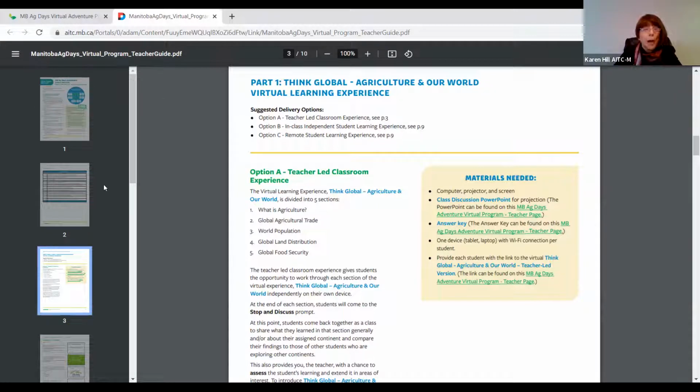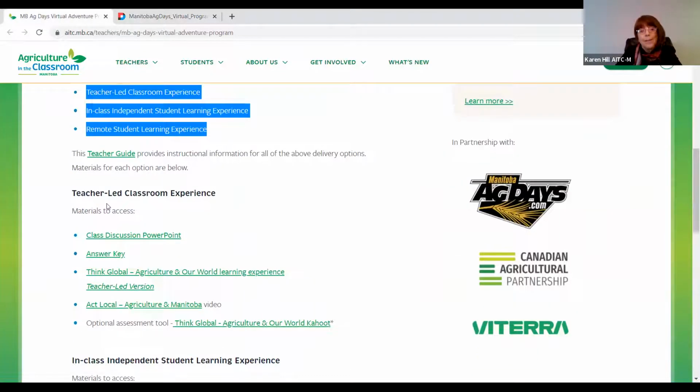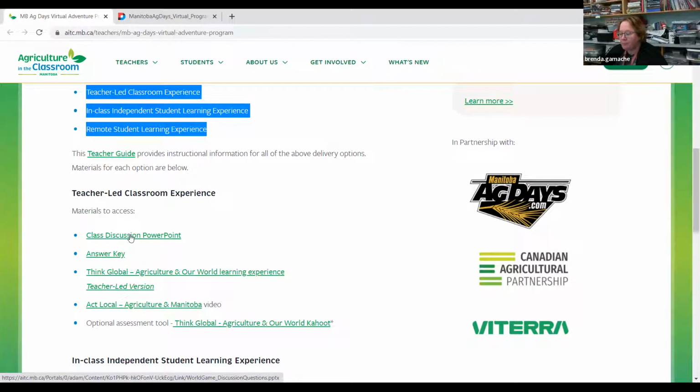Now I'm just going to click back to our teacher page and scroll down. You see here it says teacher-led classroom experience, and underneath here is each of the different resources that you will need in order to complete that experience. So the classroom discussion PowerPoint, when you click on that, it will download and you'll be able to save it. And the great thing about that is you are going to be able to modify it to your needs, hide slides you don't care to use, add anything you might like to add in that we didn't put in there, and work with it that way.